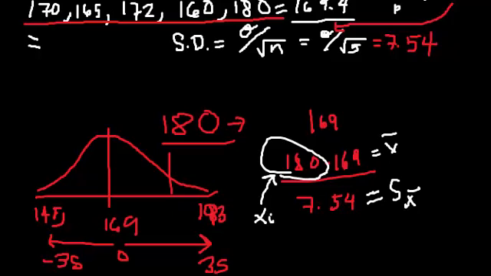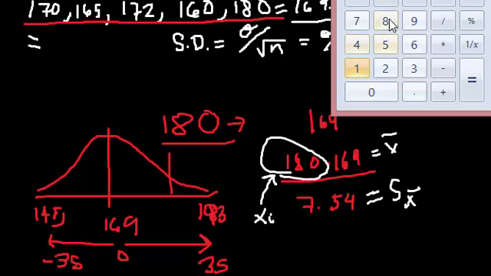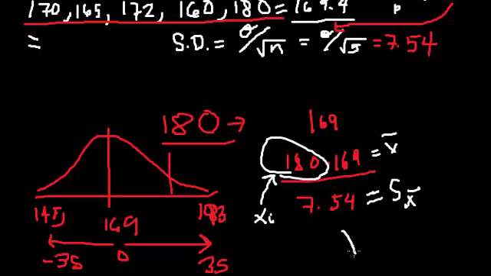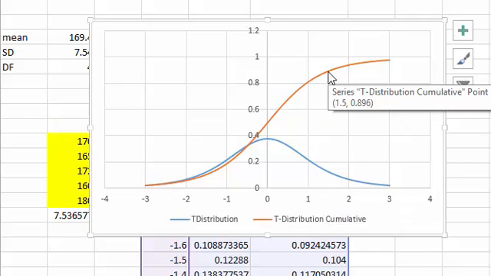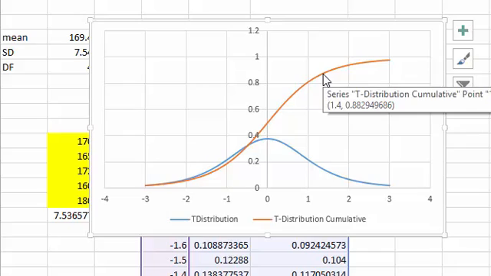So let's grab my calculator and see what I get. It's 180 minus 169, equals 11, divided by 7.54. So the t-statistic is 1.4. Let's write it all down, 1.4, and let's go back to Excel. Let's see where 1.4 is. I believe it should be around here. If we put our cursor, let's just go down. There we go, 1.4. So the probability says 0.88.